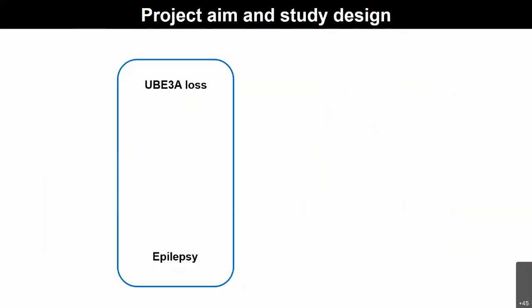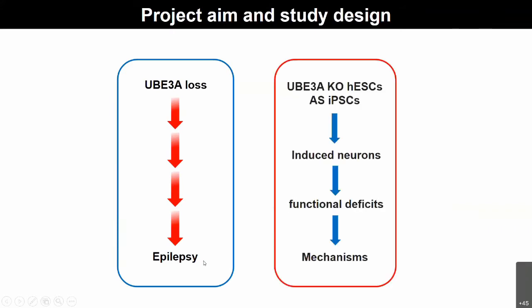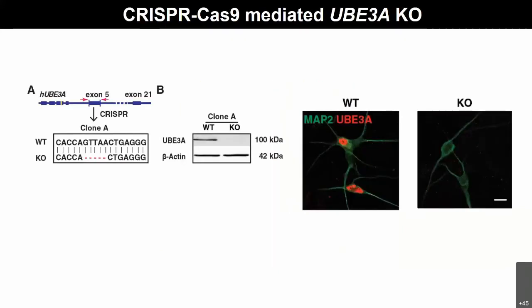Okay, so here is the concept and the study design. We want to understand how UBE3A loss of function will eventually lead to epilepsy in patients. We use CRISPR to knock out UBE3A in embryonic stem cells. We use H9, a well-known line used around the world, and we also have some Angelman patient-derived iPS cells that were obtained commercially. We then make them into induced neurons and study the functional deficits. By doing that, we hope to gain some mechanistic understanding about the disease and how the seizure ensues.